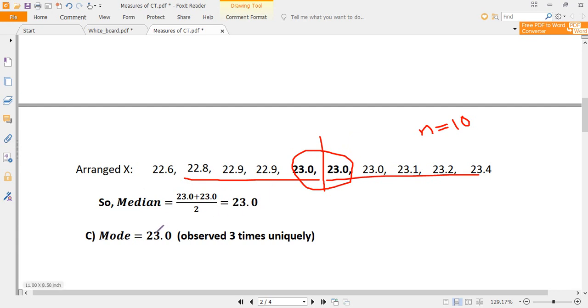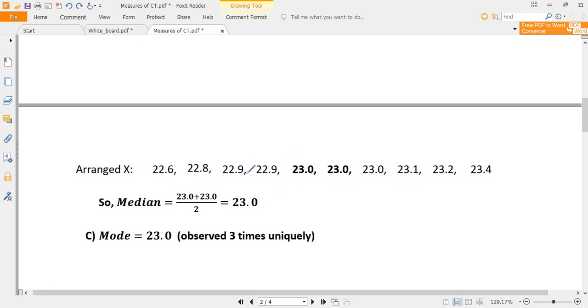Finally we have to calculate the mode. Mode is the most frequent observation. You can see here that 22.9 occurs 2 times, but 23.0 occurs 3 times. So we take this value as the mode. If 23.0 occurred only 2 times, then we would have 2 modes, 22.9 and 23, which we call a bimodal distribution. In this case we have only one mode, that is 23.